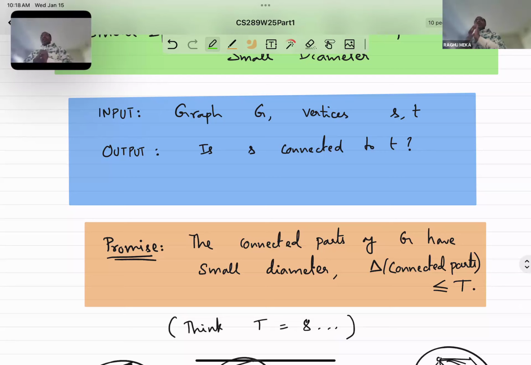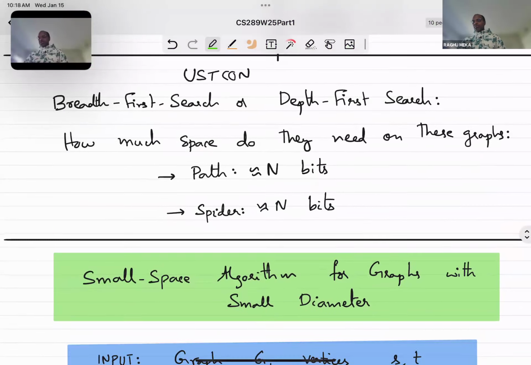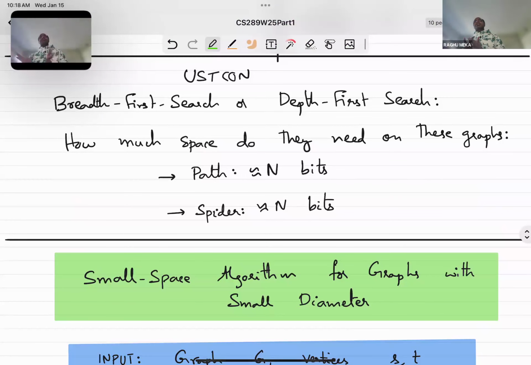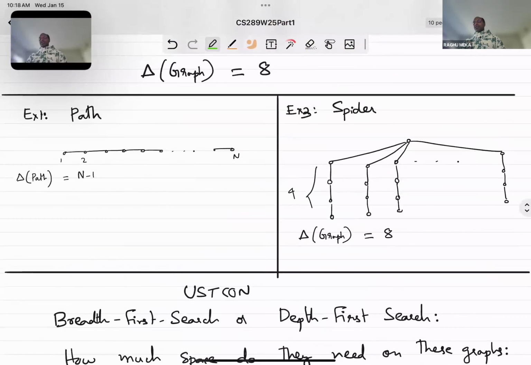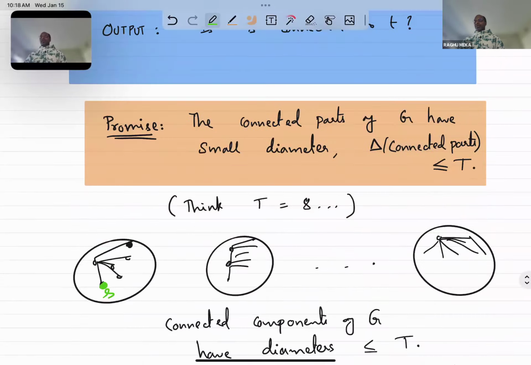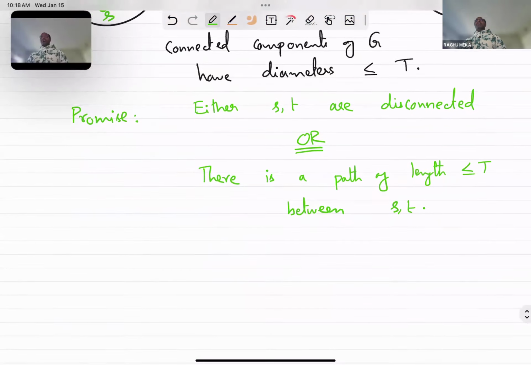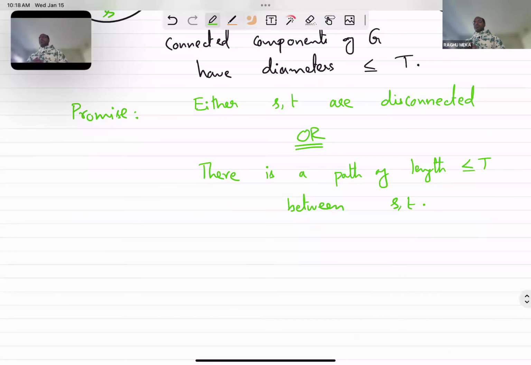All right. So if I tell you this promise holds, is there a better algorithm? As we just remarked, breadth first search and depth first search are not good even in this case. Even if I have this promise, like a single spider graph, they still take a lot of space. But is there a different algorithm, a different way to optimize for space when you have this? Any suggestions?